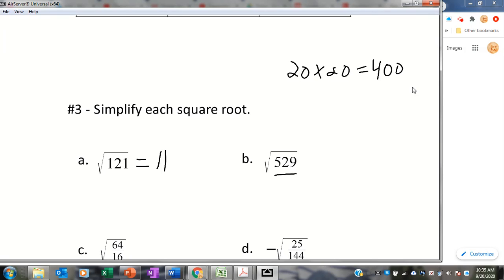So let's jump up, let's do 23 times 23 and see what happens there. 23 times 23 ends up being, oh, look at that, 529. So by going through and just trying, guessing numbers, because it's bigger than any of the numbers we had in our charts before, we found that 529 is a perfect square. So that means the square root of 529 is 23.